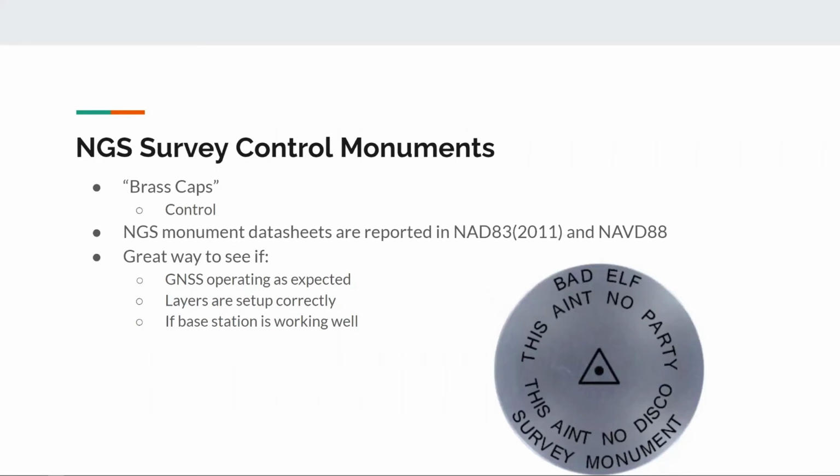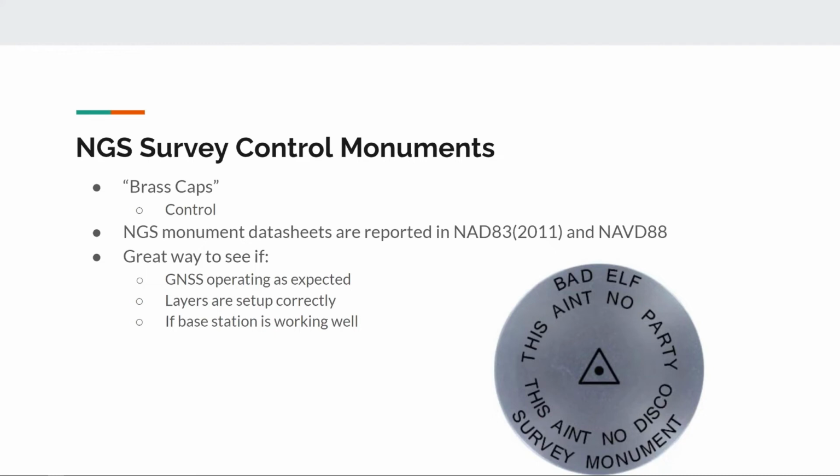So it's a great way to see if your GNSS is operating as expected, if your data layers are set up correctly, if your base station is working well. It's just really nice setting up on a known monument that other people have shot. And if you're making a mistake, you can see what your offset is, or whatever problem you're having.